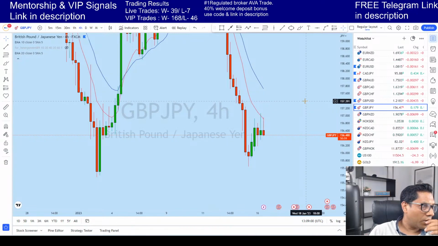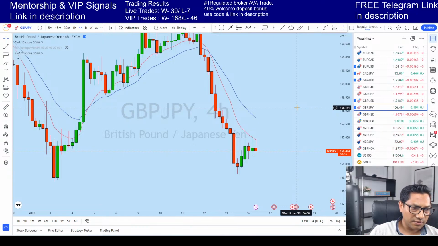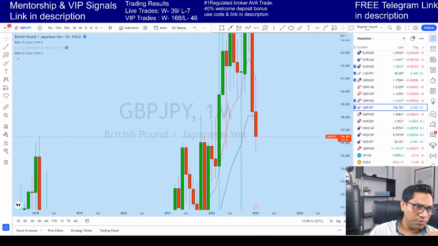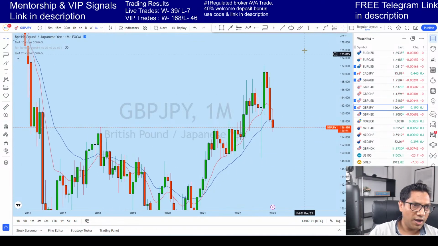Now if we look at GJ, we see that in fact there is a high probability for GBP JPY to continue to drop. Firstly, look at the bigger picture on GBP JPY. It is a highly bearish market. You can see that back to back, this is the third month on GBP JPY. From this resistance level, the price has dropped to this zone.